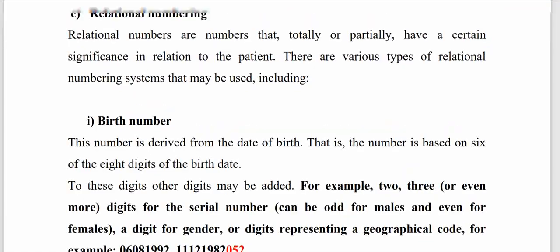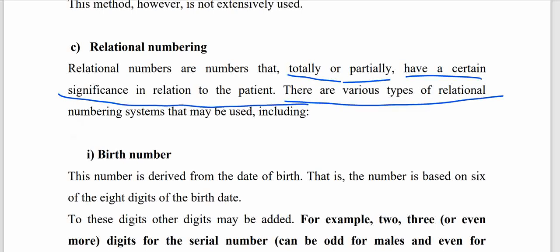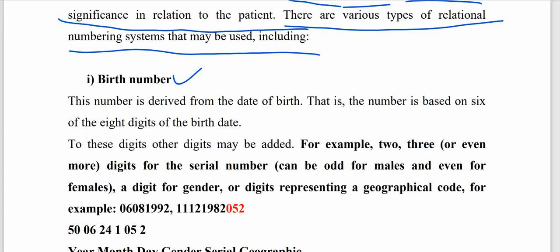But first, let's talk about this. Relational numbers are numbers that totally or partially have a certain significance in relation to a person. There are various types of relational numbering systems that may be used, including number 1, the birth number. That's what I'm referring to, your date of birth. So this number is derived from the date of birth, a number based on the 6 digits of the date of birth.